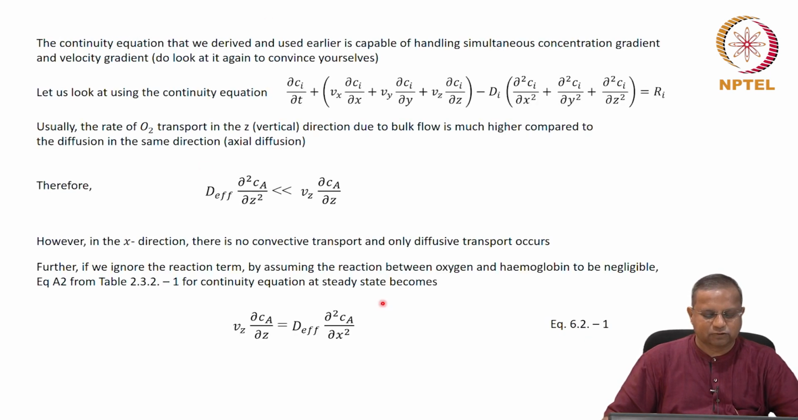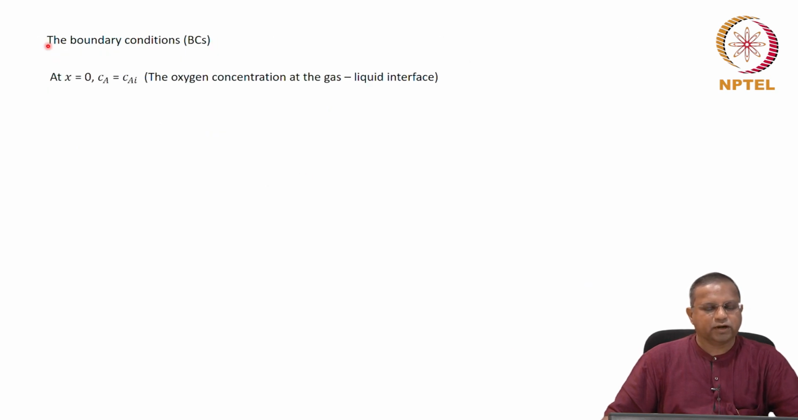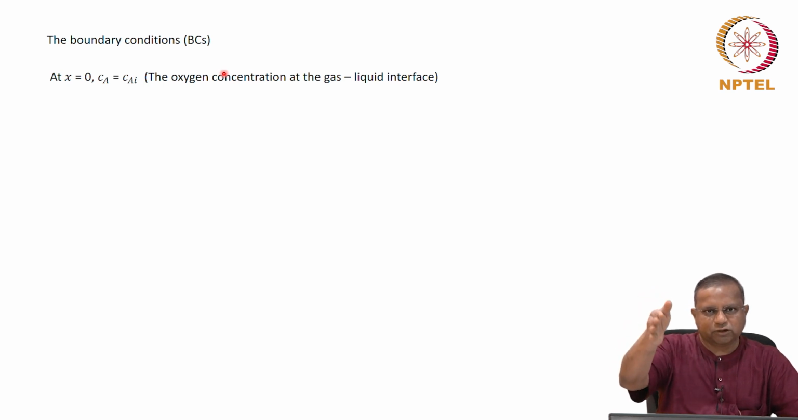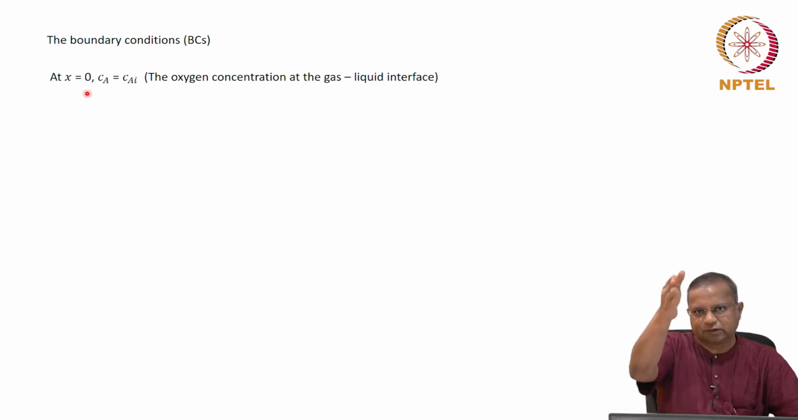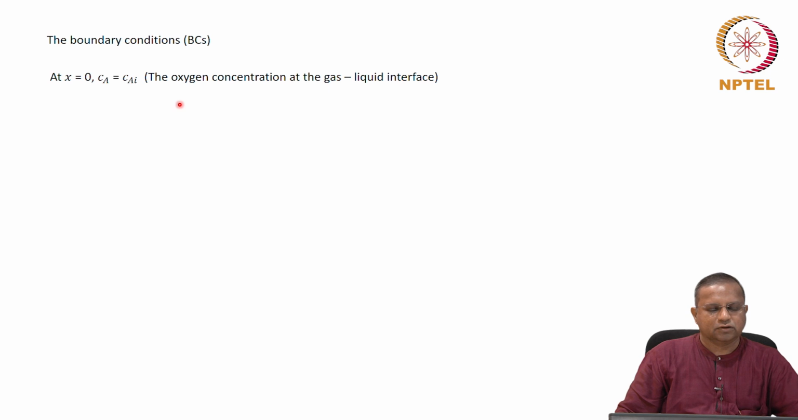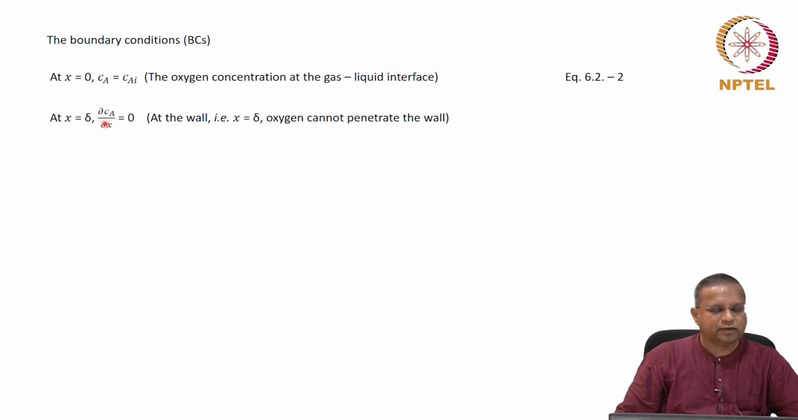Of course, we need boundary conditions to solve this. This is the second order here, and you have a first order term with z here, and so on. So boundary conditions are at x equals 0, Ca equals Cai, the concentration at the gas liquid interface. Remember, the x is going from the edge of the film that faces the air inside. Therefore, x equals 0 is the gas liquid interface. So this Cai is the oxygen concentration at the gas liquid interface. Equation 6.2-2.